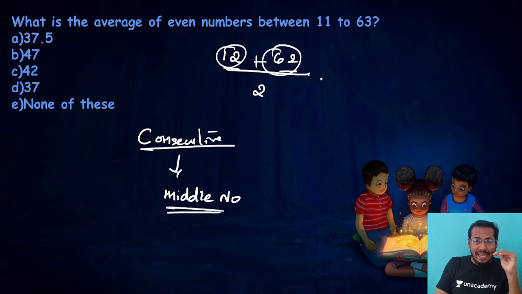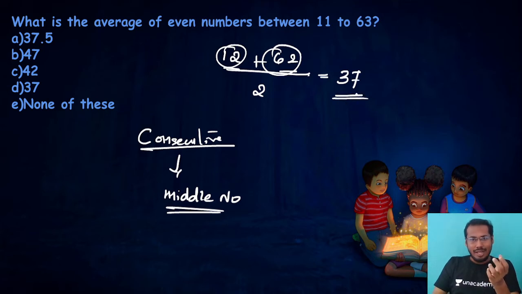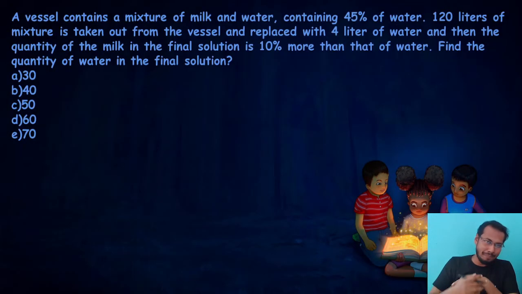So I am not finding the average, I am finding the middle number. If I want to find the middle number, this is the way: first number and last number divided by 2, I will get the middle number. So the middle number is 37. I am getting only the middle number, not the average formula, but the middle number is the average. So 37 is the answer. Simple. Okay, right. Let me move to the next problem.